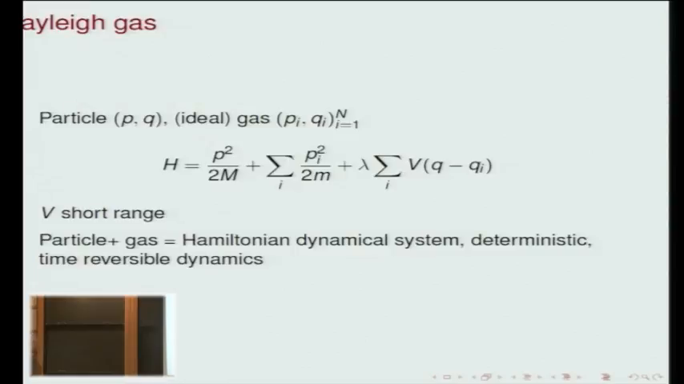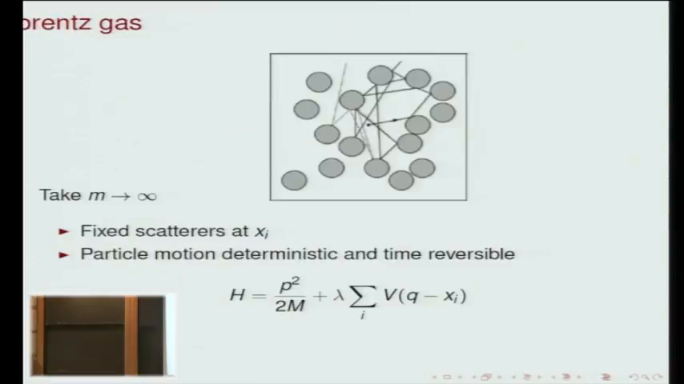So again you have a Hamiltonian dynamics for the full system, time reversible dynamics for the full system, and of course everybody here well knows one particular limit of this, where the gas particles are taken infinitely heavy and they don't move. That's the Lorentz gas. So the motion is again the same, only the motion of the gas particles is removed. They don't move, and you have such a Hamiltonian.